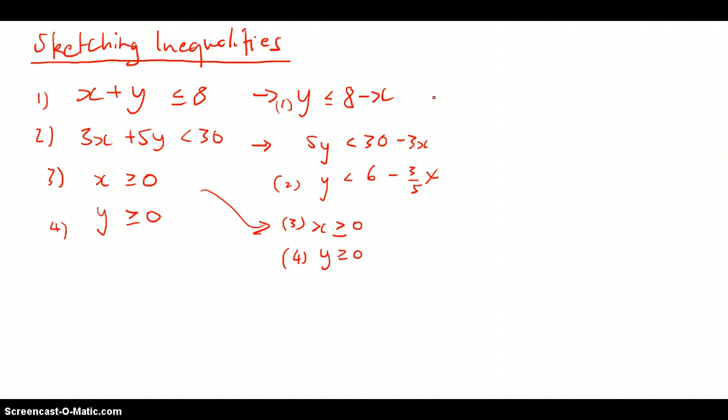So first we need to actually sketch the lines rather than inequalities. What I mean by that is I'm going to be sketching y is equal to 8 minus x, y is equal to 6 minus 3 on 5x, x is equal to 0, and then y is equal to 0. So these are the four lines I'm going to be sketching. Let's have a look at how we would sketch those four different lines. Let's draw up an axis.